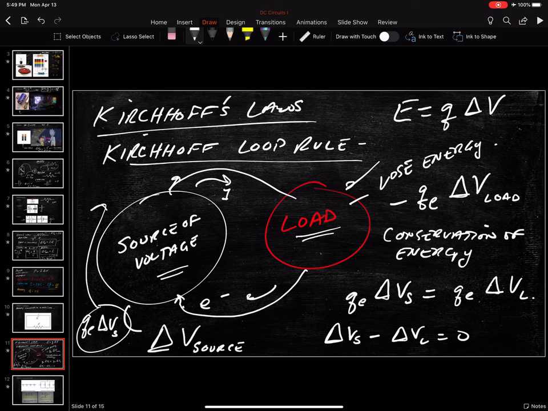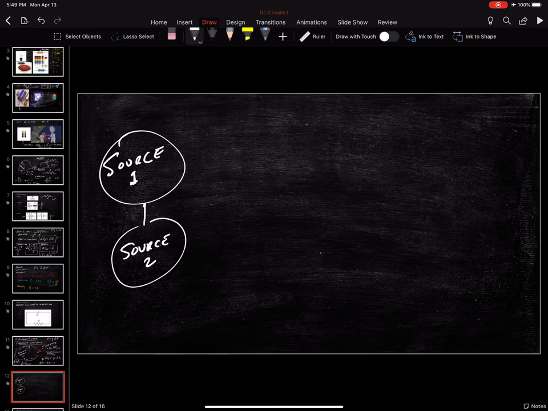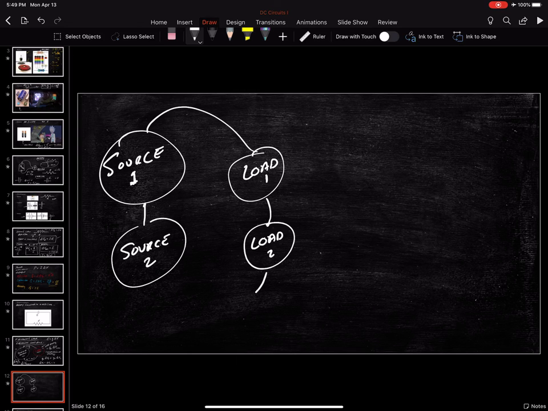And so this idea can be generalized. Suppose that you have source 1 here, and you've got source 2 here, and these things are connected. So 2 batteries, and then you've got load 1, and then load 2, and then say load 3. Okay? And so the current gets pushed along in this direction, and you've got 2 increases and 3 decreases.